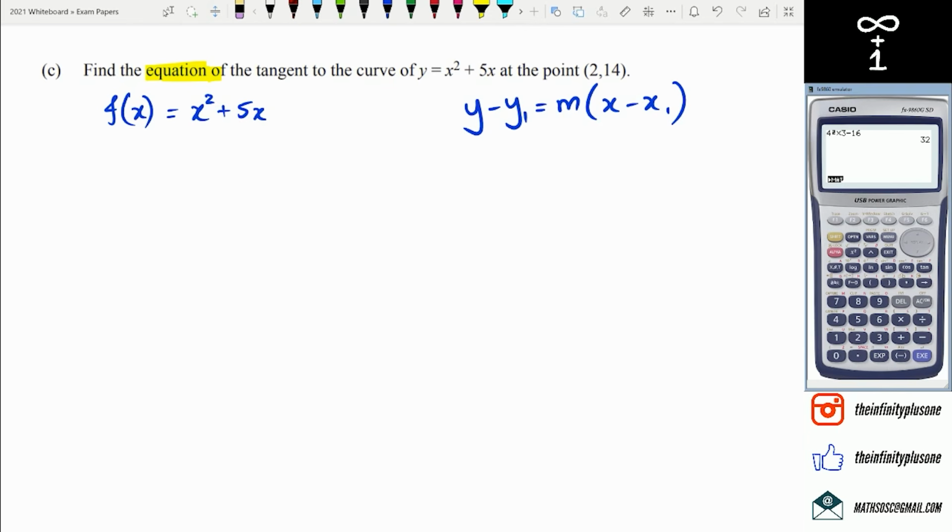So just to give you a heads up, these are things that we already have. We actually got y1, which is this point right here, which is 14. x1 we already have, which is 2. And the thing that we need to find is the gradient. Remember that the gradient when x equals 2 is what we want to find out. So when is f of 2, that is the gradient.